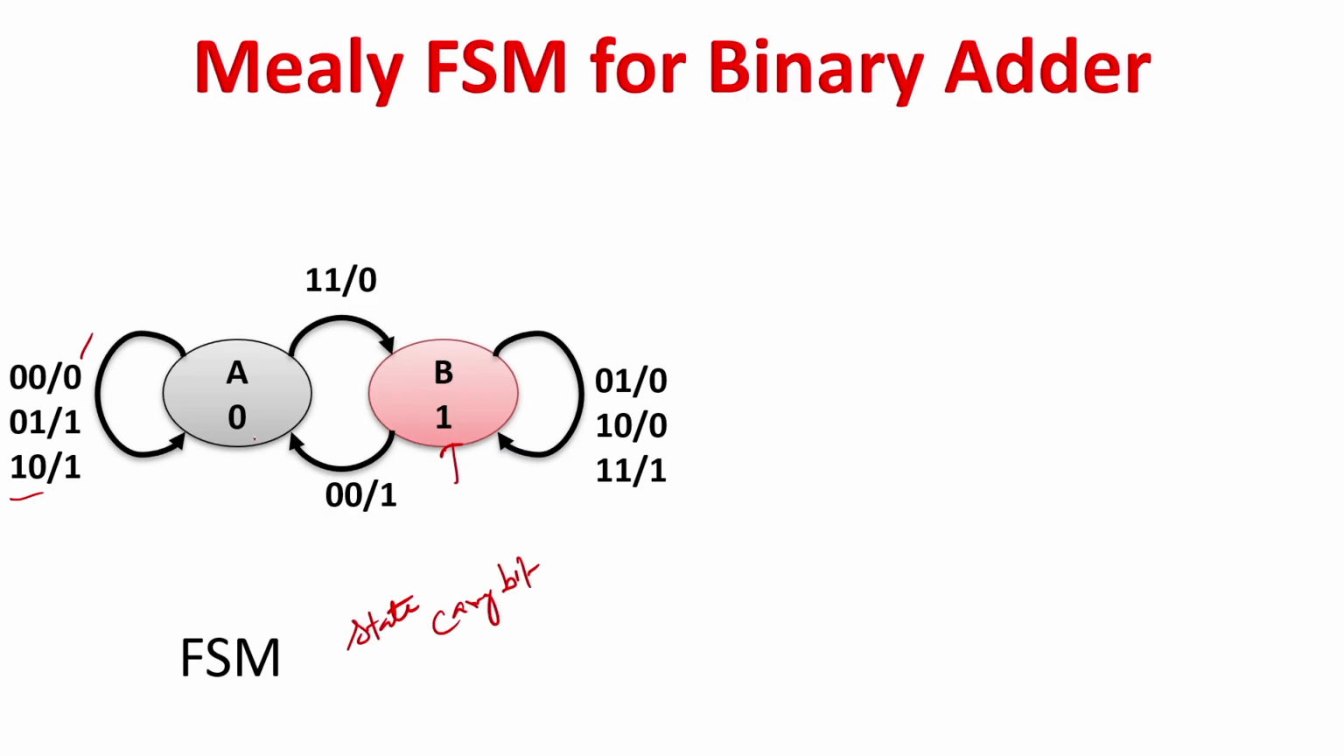Suppose you are in state 0, the carry bit is 0, and you get a 1 1, then the sum will be 0. This represents the sum, and the state represents the carry. The output represents the sum. So, this is the Mealy FSM of a binary adder.